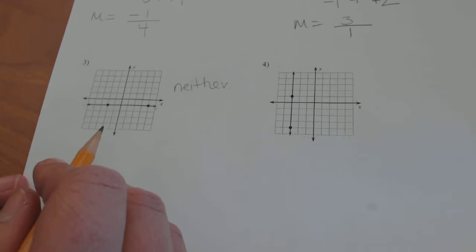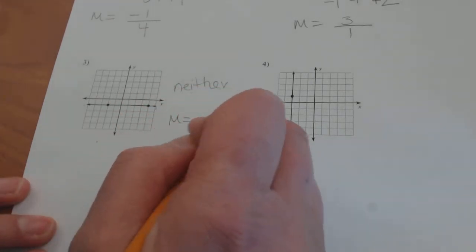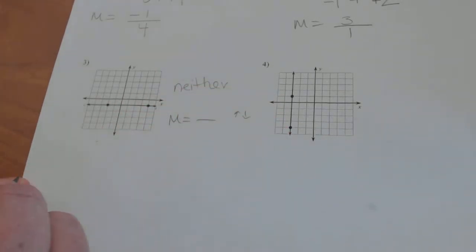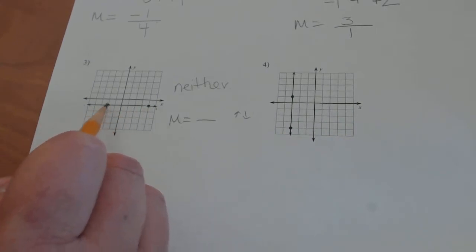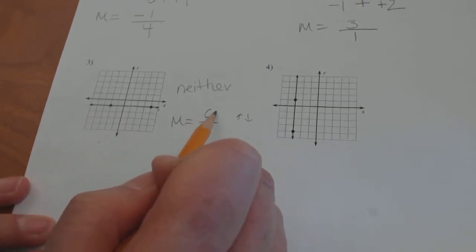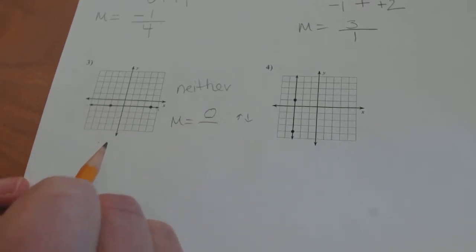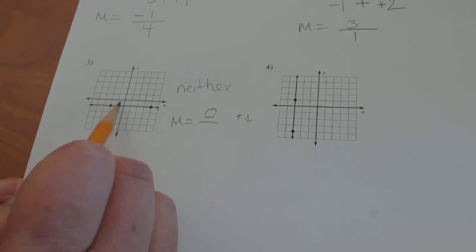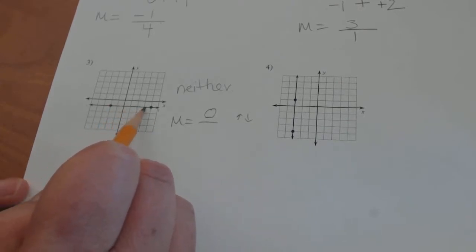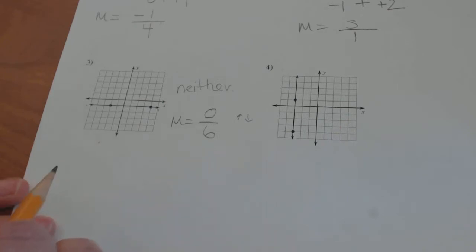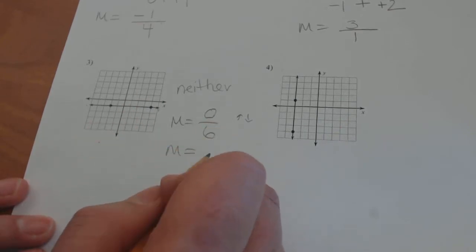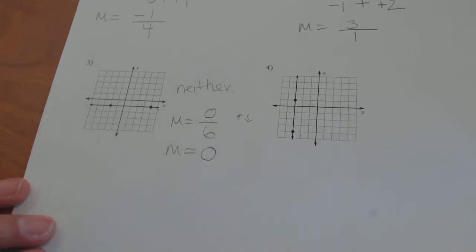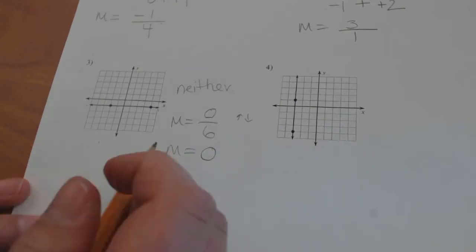So let's count the boxes. Slope equals, we're going to either count up or down, and then we're going to count right. So to get from this left point to this right point, we don't go up or down any. So that's 0. There's no boxes that we go up or down. We do run. We do 1, 2, 3, 4, 5, 6. We run 6. And please reduce this, definitely. 0 divided by 6 is 0. So our slope here is the number 0.